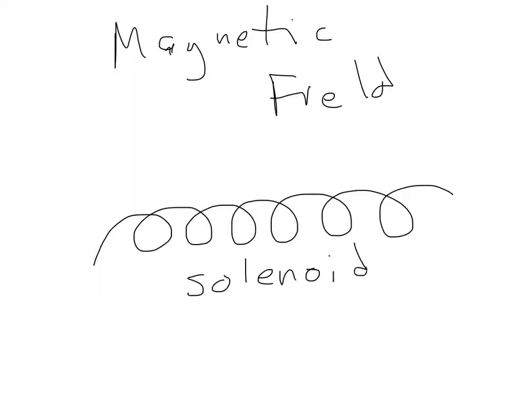and a good example of a solenoid is what you're going to use in lab. A slinky is a solenoid. So you're going to be using that in lab to create a magnetic field.